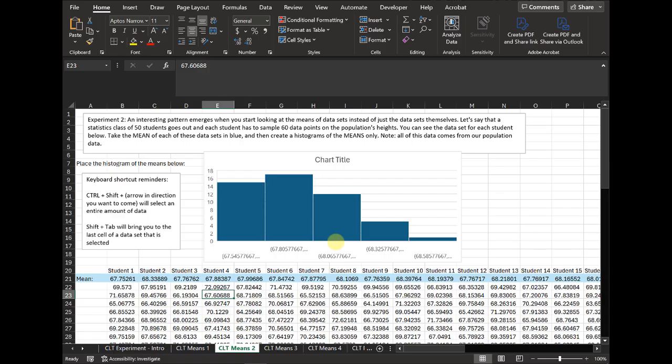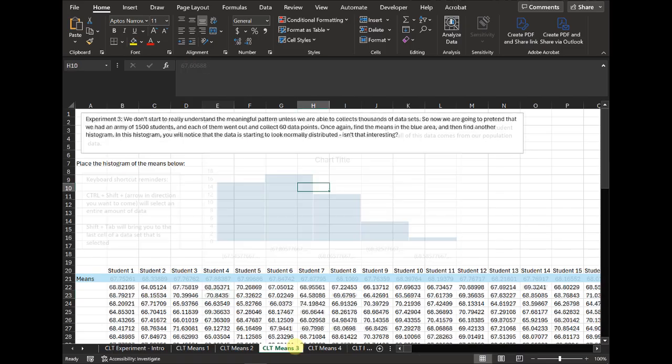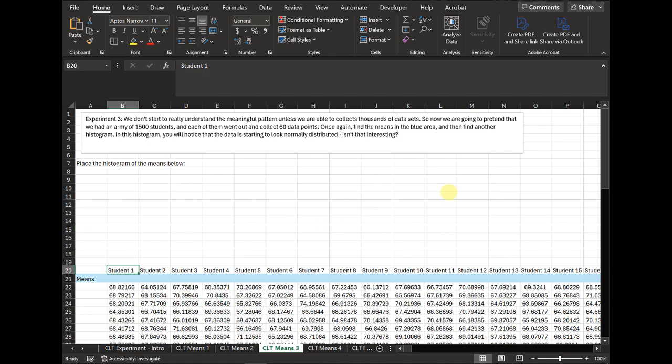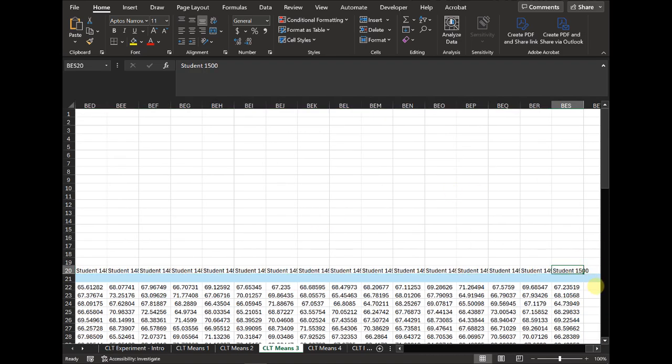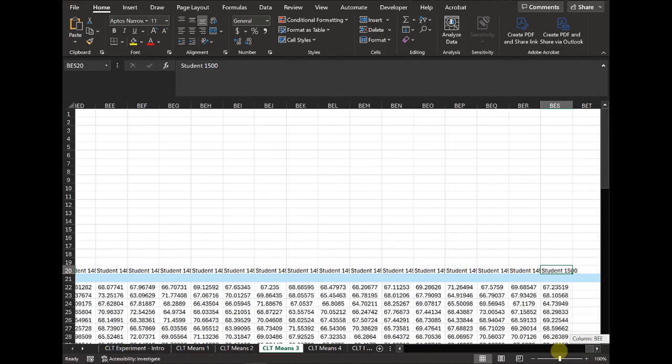So one thing that we want to start moving towards is, what do we mean by a lot of data, and how does a pattern emerge? So let's move on to the next tab. Now we're going to do the exact same thing, but in this case I have an army of students going out and collecting 60 data points. I am going to have 1,500 students. So 1,500 students each went out and surveyed 60 students for their height.